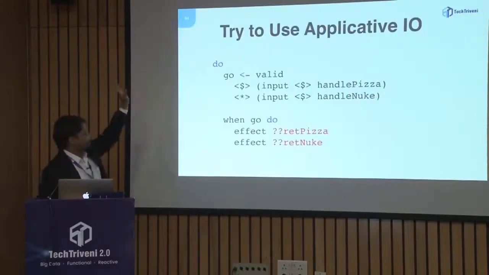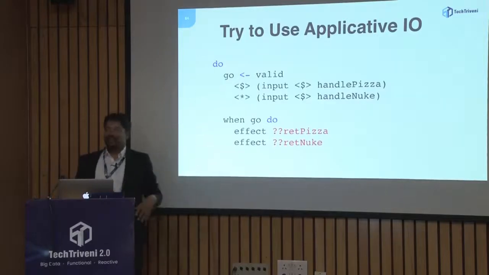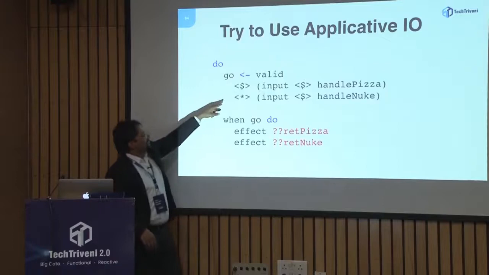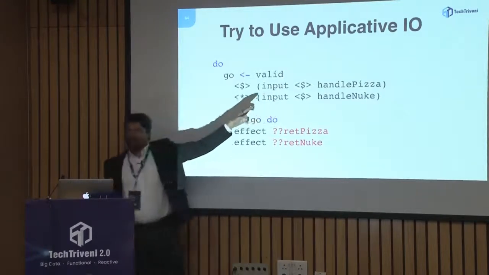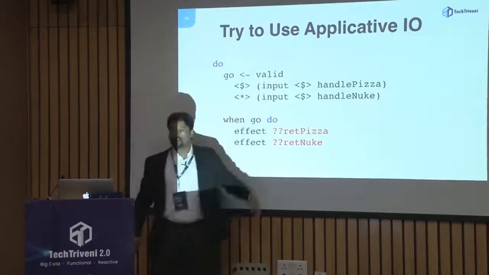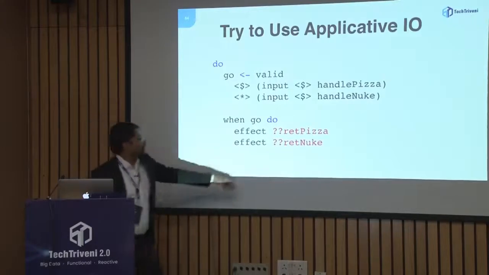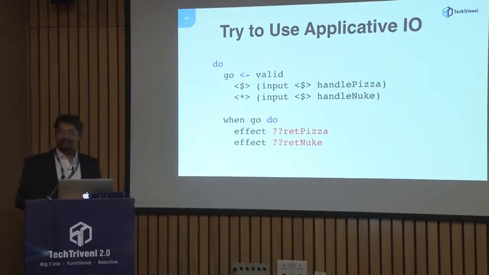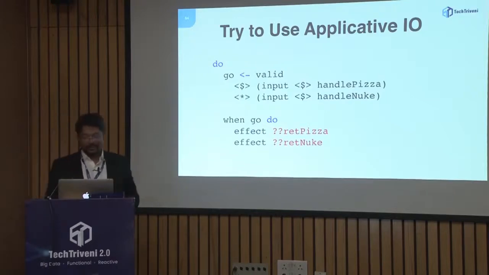Okay, so we try to use applicative. It doesn't work. Why? Because if we get the input out at this point to call valid on it, because valid only works on inputs, then we have lost access to the effect now. We are returning two things, right? We want to do two separate things. So how do we do it?